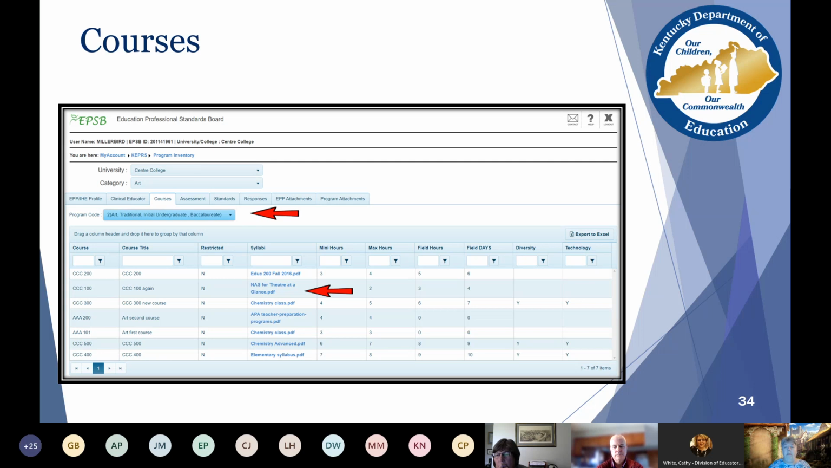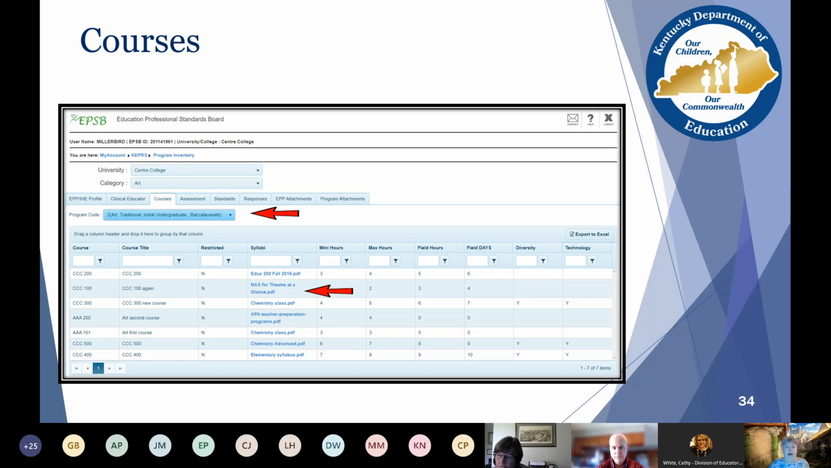The courses table identifies the field hours, and these field hours ought to be demonstrated and evidenced in the syllabi. In addition to confirmation of these hours, the syllabi should provide evidence of the expectations for the field and clinical practice.